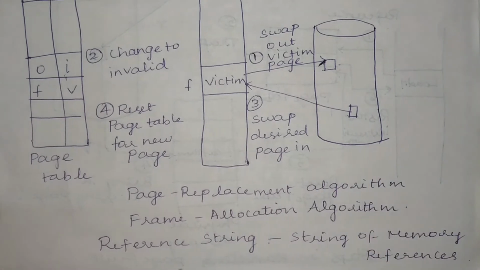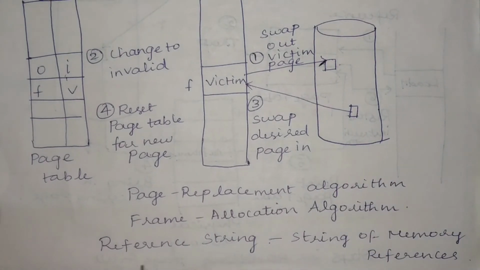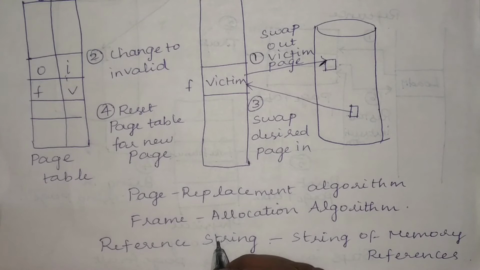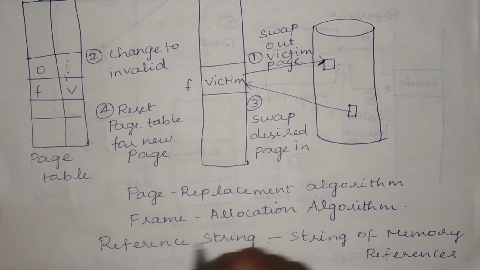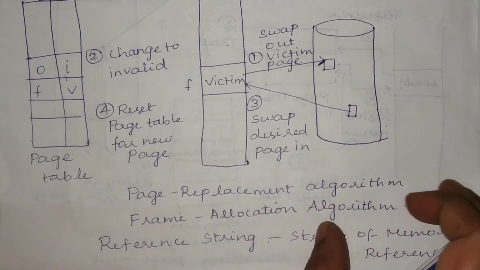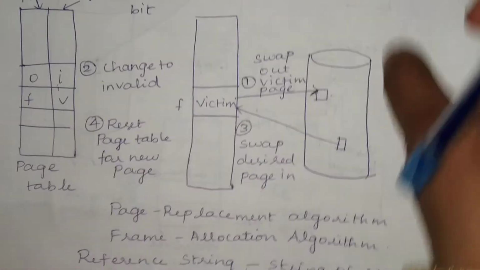So just for simplification, we have only one bit, or a kind of decimal number, that we are using to represent each and every address of the frame. So let us see each and every algorithm.